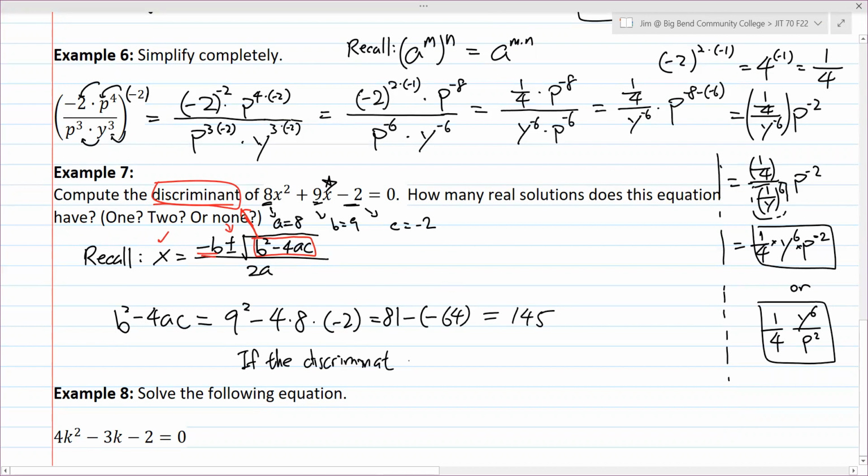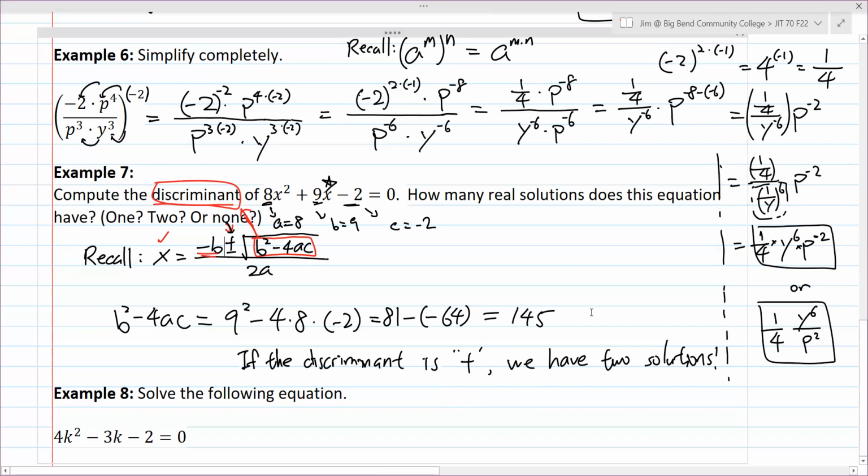So if the discriminant is positive, that means we have two solutions. Right. So that is a rule. Because if you have a positive number, then it works with the square root. That means we are able to get the answer with positive root or negative root, right?